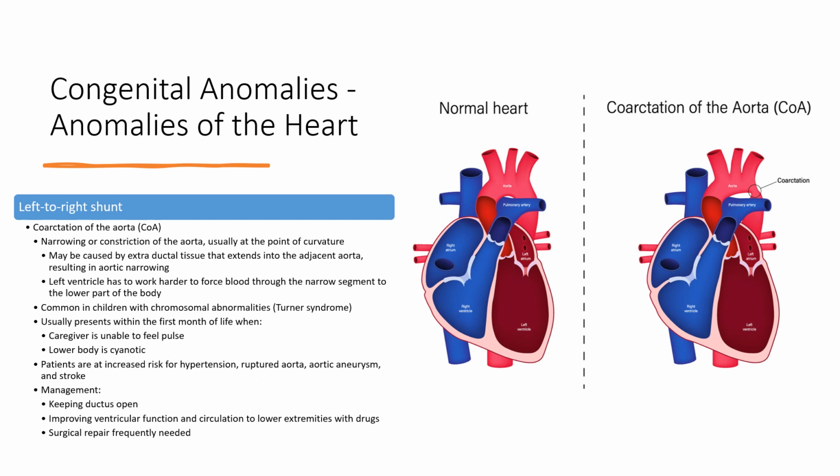It usually presents in the first month of life. They don't even notice. They'll go home, and then we'll get called. So we can get called to calls like this: caregivers unable to feel a pulse. Lower body cyanotic, but upper body's okay, right? Because the upper body's still getting perfused decently, but the lower body's not. The blood's going up to our subclavians and our carotids. However, the blood flow going down to the legs is decreased.